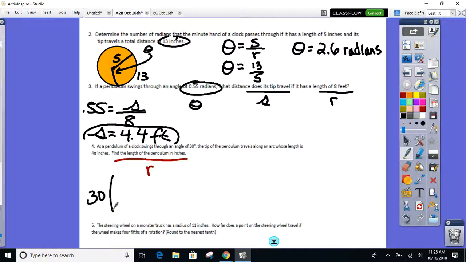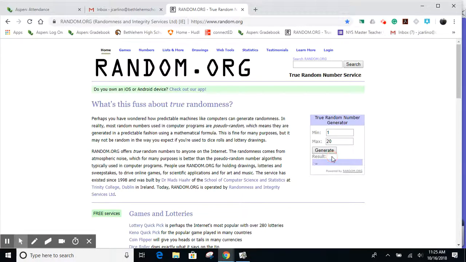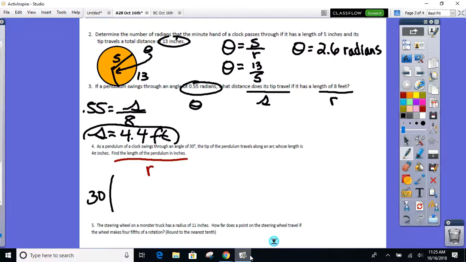30 times, what are you going to multiply it by? What do you want to multiply it by to turn it into radians? Pi over 180. Perfect. Reduce 30 over 180. Okay, pi over 6. So that is my theta, everybody, that I'm going to plug in there.